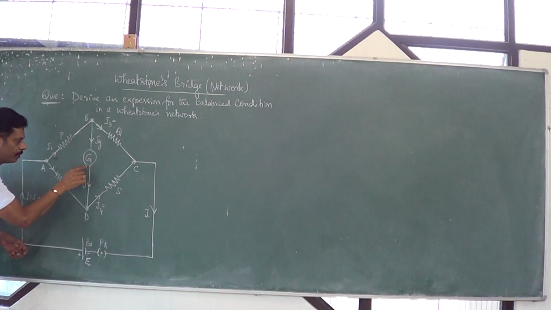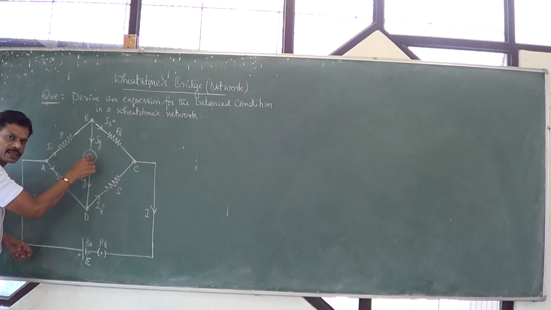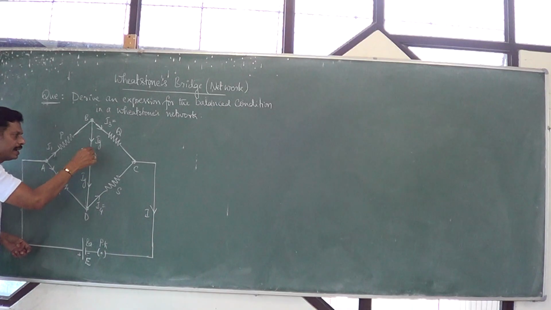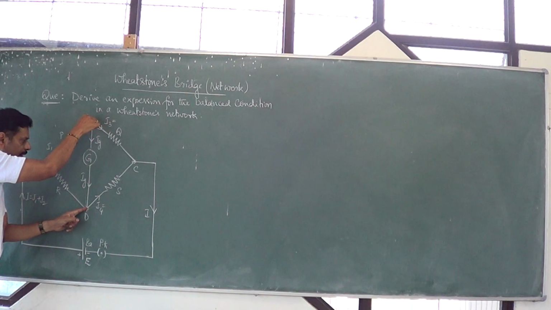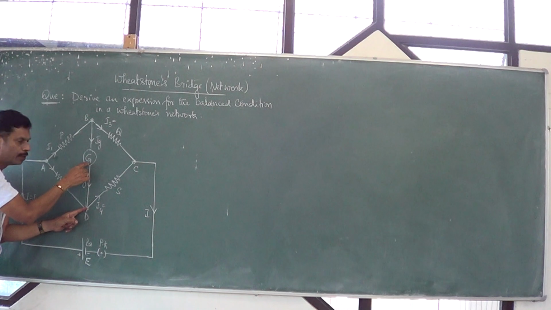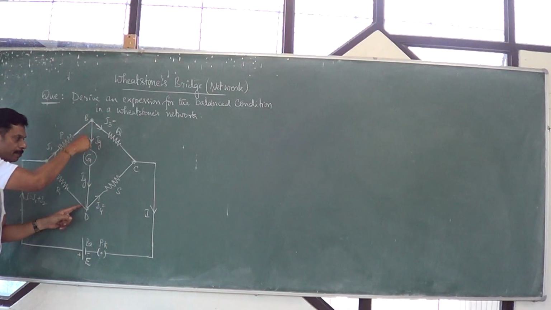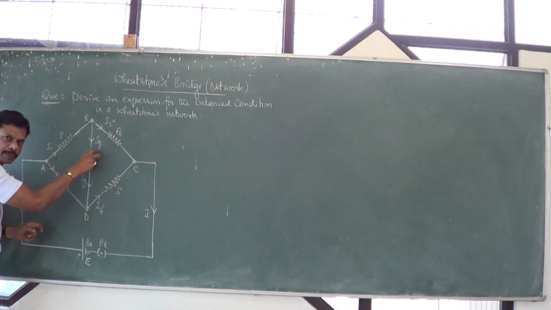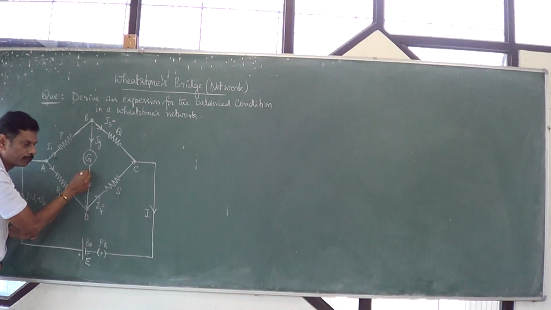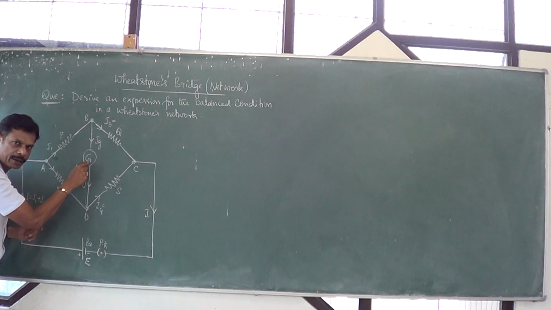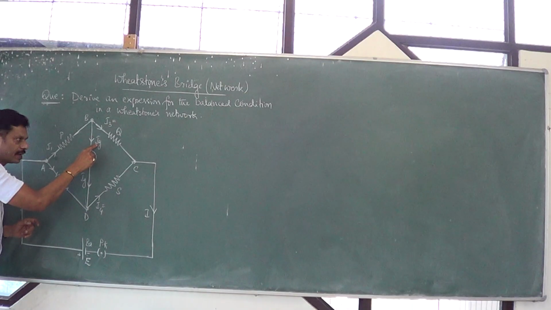So from B to D, whatever the current is flowing, I will take it as Ig, because capital G is the resistance of the galvanometer. Between the terminals B and D, we have connected a sensitive galvanometer to measure a small amount of current. Inside the galvanometer there is a resistance, an opposition for the flow of current, and that resistance is taken as capital G. Here, current is flowing from B to D, and I will take that as Ig.